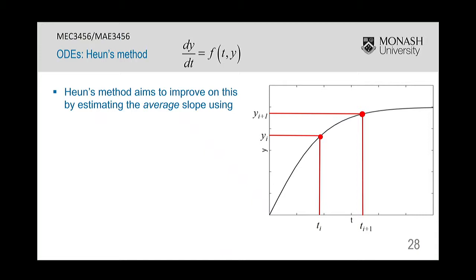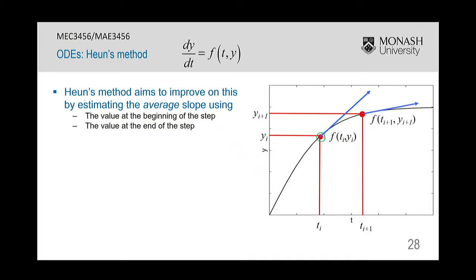Heun's method aims to improve on this by estimating the average slope using the following. The value at the beginning of the step, that's the slope that we have there, and the value at the end of the step, that's the value that we'd calculate there.